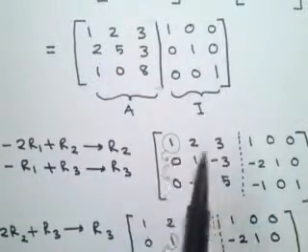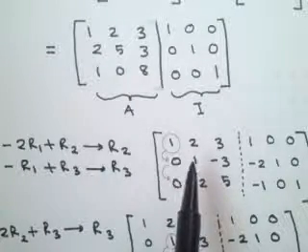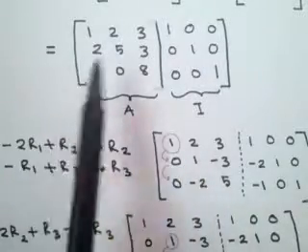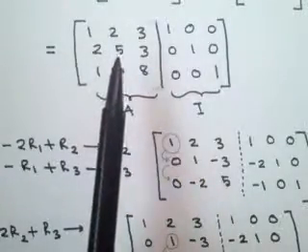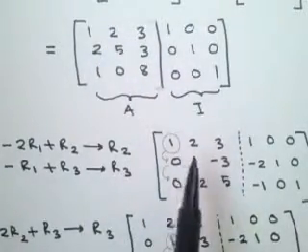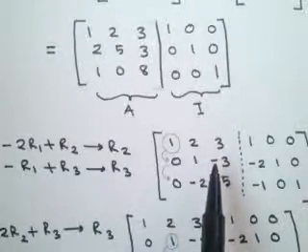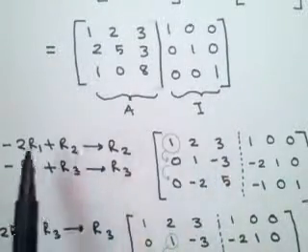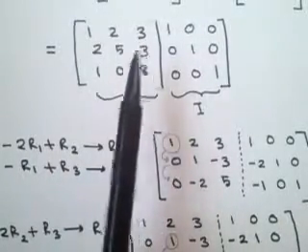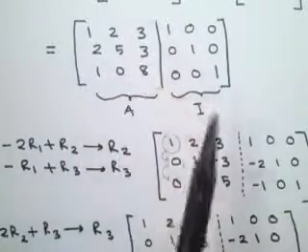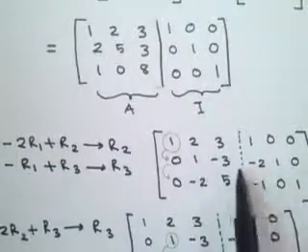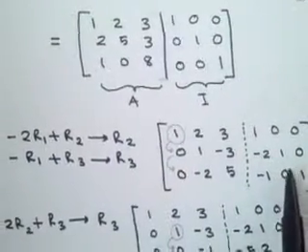So -2 into 1, plus 2, so -2 plus 2 we get 0, so we put the value. And for the next element, -2 multiplied by 2 plus 5, we get -4 plus 5, we get 1 here. And for the third element, -2 into 3 plus 3, so -6 plus 3, we get -3 here. So we continue the process like this and we get the values here.